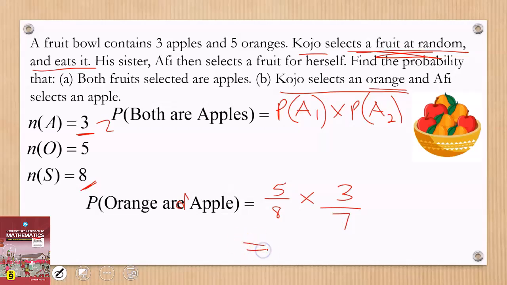And so we can multiply 3 times 5, 15, divided by 56. Since we can't find a number that can divide both the numerator and the denominator, we leave the answer as such. The only number that can divide is 1, and 1 will still give us the same thing, so nothing changes. Let's take another example and see.